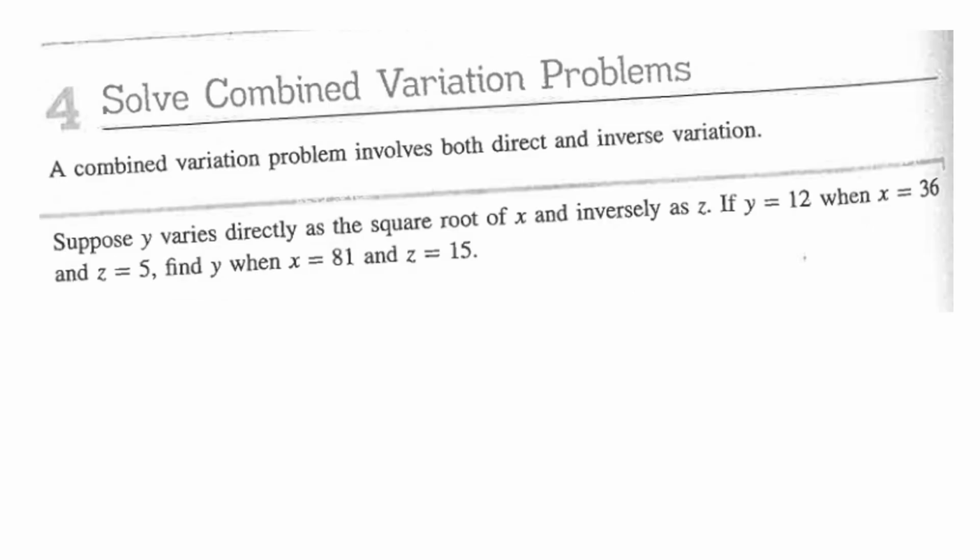The last kind of problem that we will encounter in this lecture is we will solve combined variation problems. A combined variation problem involves both direct and indirect variation. And let's talk about an example. Again, one must read carefully. So suppose y varies directly as the square root of x and inversely as z. If y is 12 when x is 36 and z equals 5, find y when x is 81 and z equals 15.